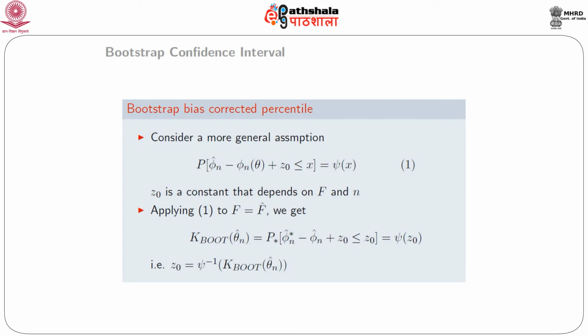Now, if we assume F equal to F hat, we get K_boot(θ_n) is P*(φ_n*(θ̂*) minus φ_n(θ̂) plus ξ naught less than or equal to ξ naught) is ψ(ξ naught), where P* is P*(θ_n hat less than θ_n hat star less than θ_n). Xi naught then comes out to be ψ inverse K_boot(θ_n hat).